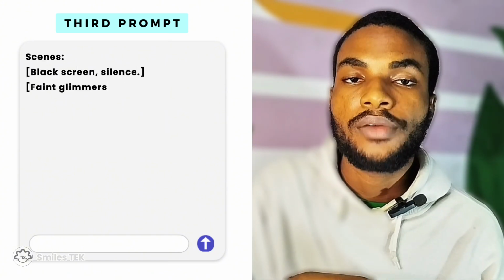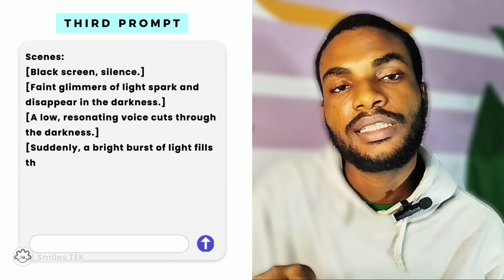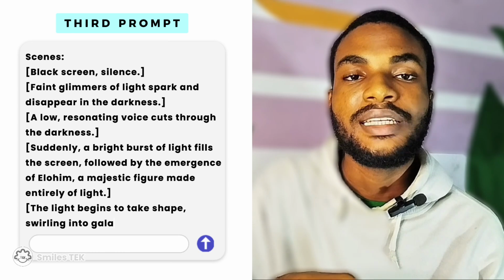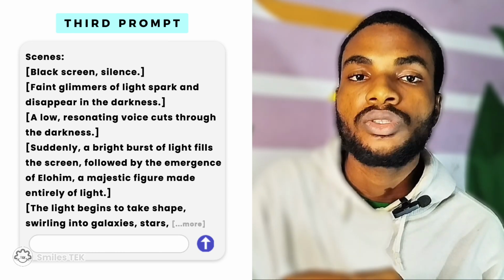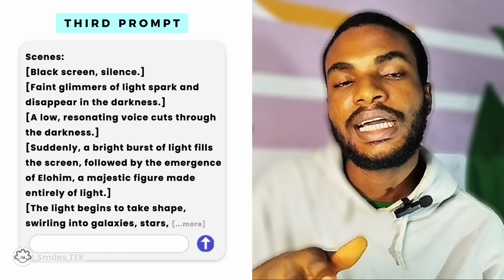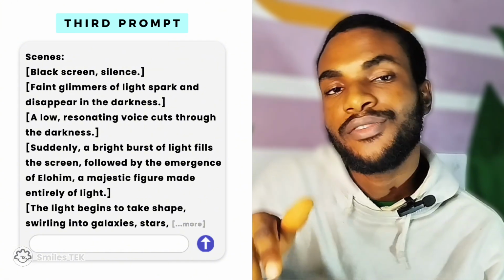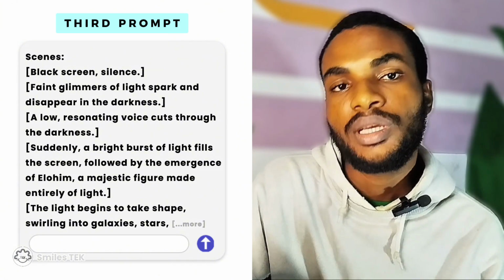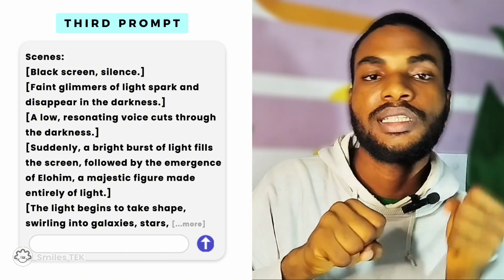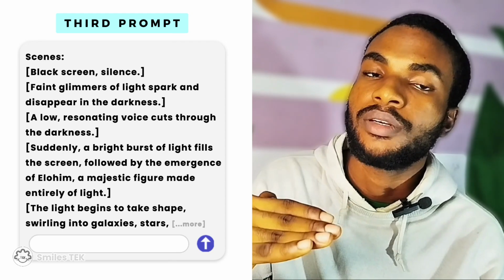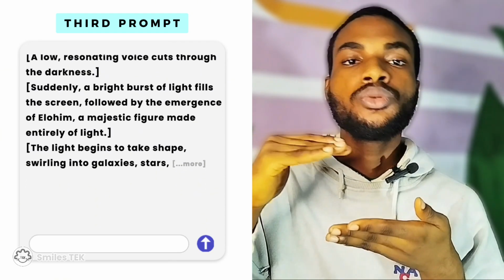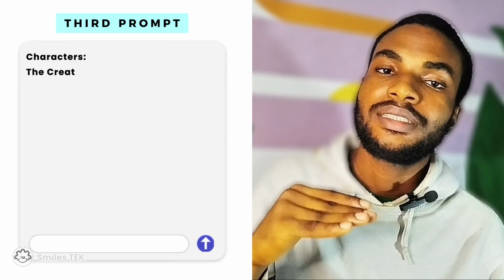Now, for the second paragraph, you have to extract all of the scenes from your story into this prompt. So the scenes that you want the AI to generate video prompts for, you have to extract all those scenes and put them in the second paragraph. After that, the next paragraph should carry the characters.